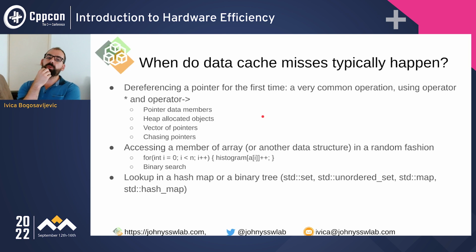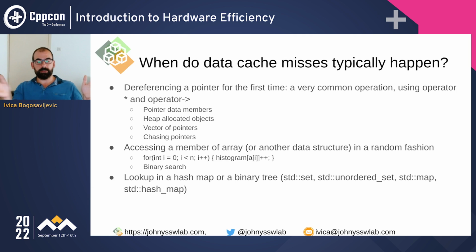Now, the first question you want to ask yourself is, when do data cache misses typically happen? The first thing is when you're dereferencing a pointer for the first time. Imagine you have a class, and inside the class you have a pointer to some other piece of data, and you dereference it using operator star or operator arrow. So you're accessing pointer data members for the first time, and this will create data cache misses. If you're accessing heap-allocated objects, so objects allocated using smart pointers, new, delete, malloc, free, this will typically result in data cache misses.